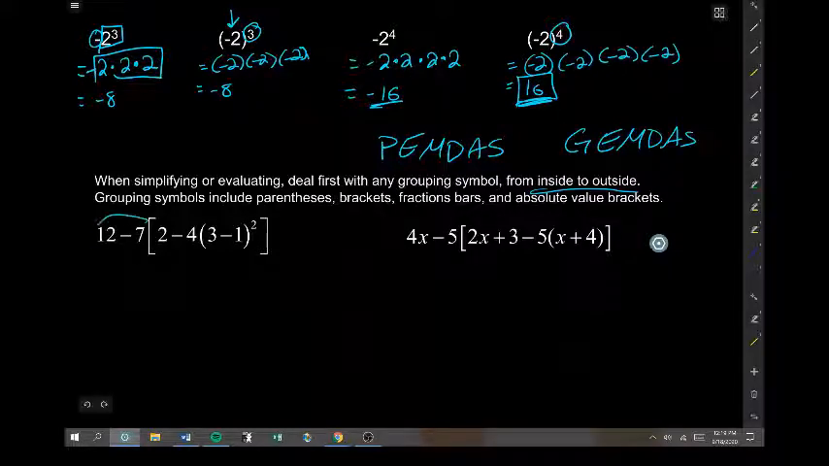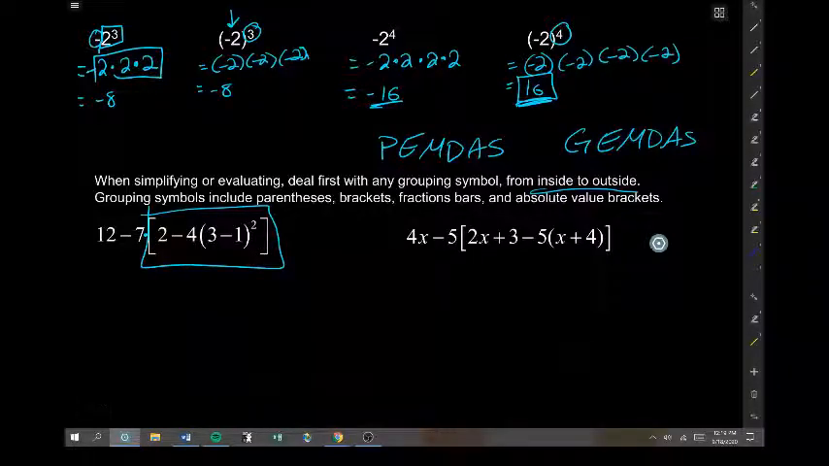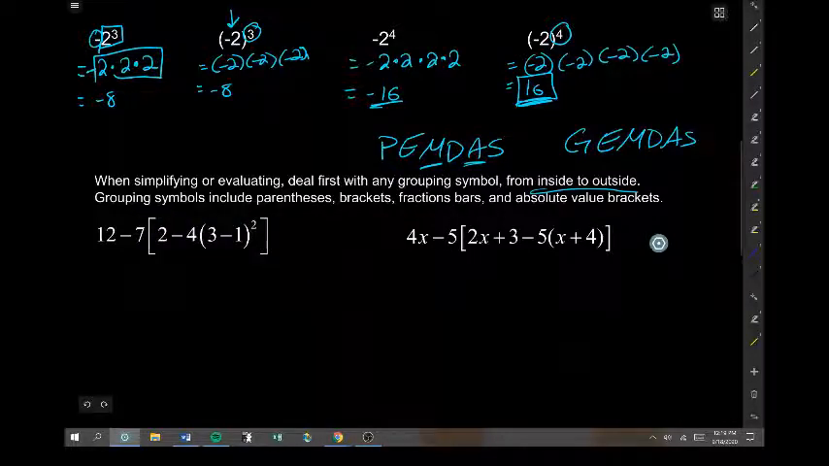I am not going to do 12 minus 7 first. In fact, I'm never going to do 12 minus 7. I can't, because this 7 is multiplying everything in this bracket, and I have to do multiplication before I do addition, or subtraction. So I can't do 12 minus 7 to get 5. The first thing I do is I deal with this parenthesis. So I'm going to rewrite this as 12 minus 7 times [2 minus 4 times 2 squared].